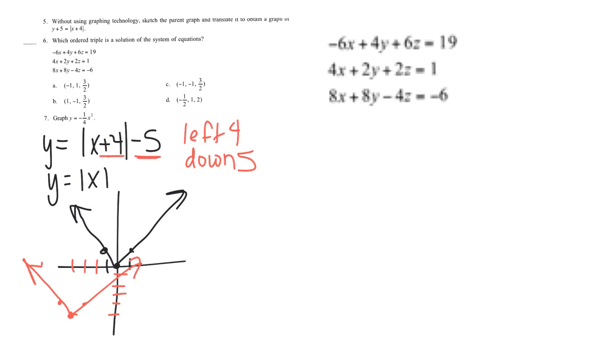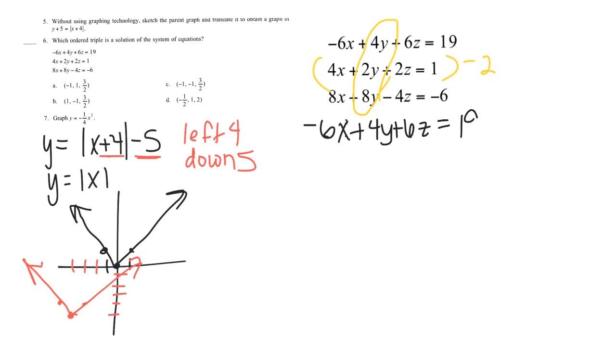to eliminate my y's, because 2, 4, and 8 are all multiples of each other. So I'm going to multiply the middle equation by a negative 2 so that my y will eliminate with the top equation. So I have negative 6x plus 4y plus 6z. Okay, that equals 19.